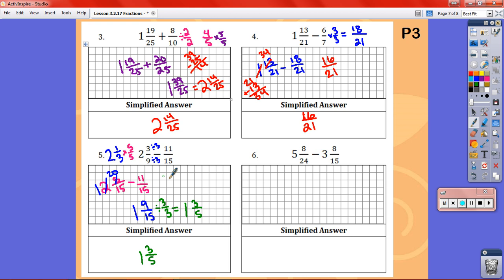I could have done that with a picture if I wanted. It's 15ths. I had 2 wholes and 5/15. If a whole is 15, that's 1, 2, 3, 4, 5, 6, 7, 8, 9, 10, 11, 12, 13, 14, 15. I have 2 wholes, 1, 2, and then 5/15. 1, 2, 3, 4, 5. I need to take away 11/15. So I need to take away 1, 2, 3, 4, 5, 6, 7, 8, 9, 10, 11. So what I end up with is 1 whole and 5, 6, 7, 8, 9/15, which is what we got here.